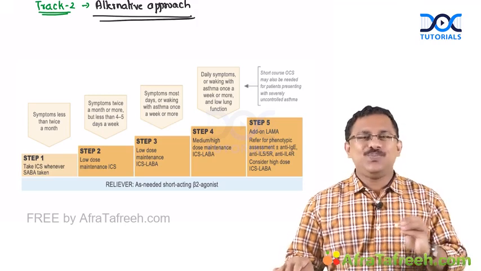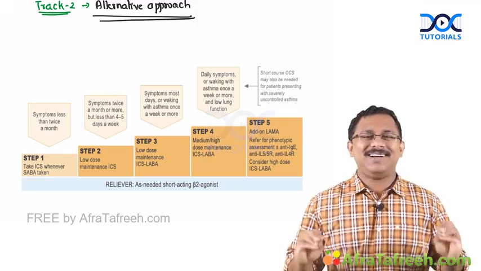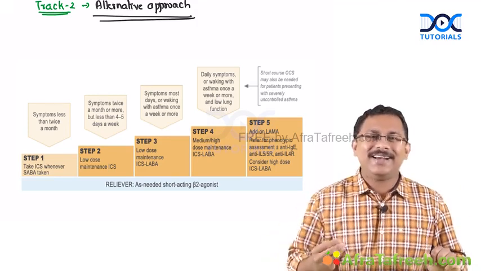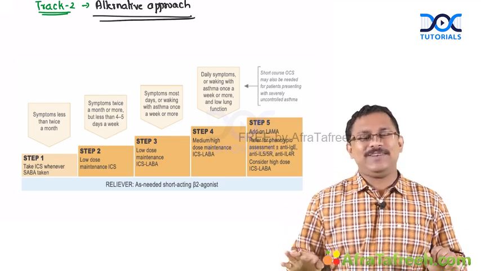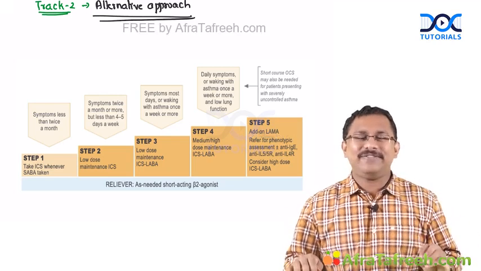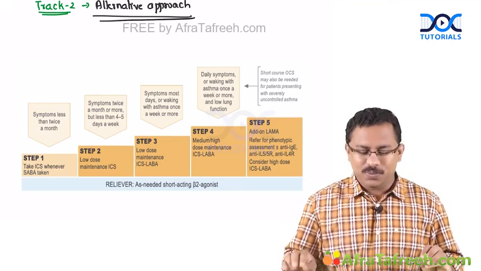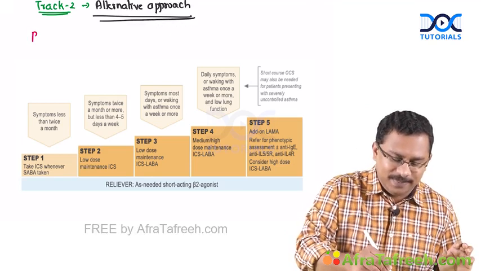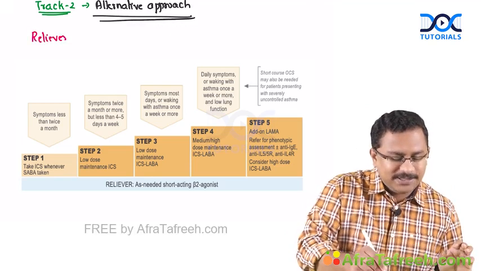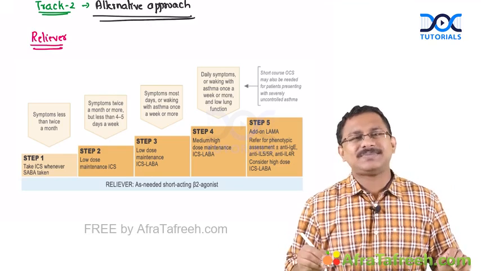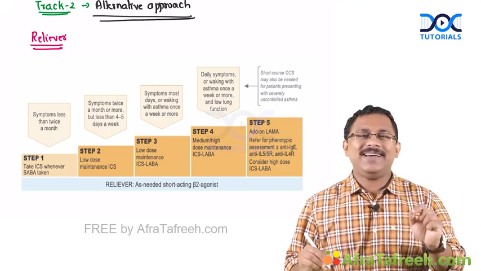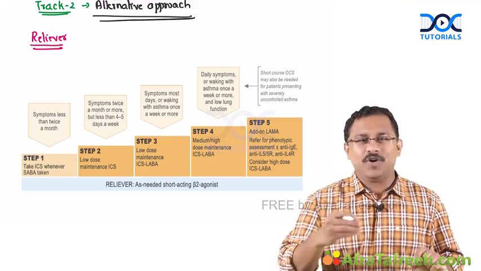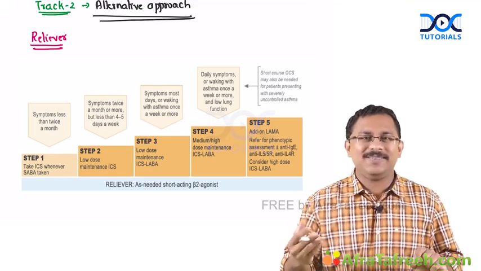Now, is track 2 drastically different from track 1, or are there similarities? Well, there are similarities but with dissimilarities as well. Now, what is the major difference between track 1 and track 2? The major difference is with respect to the reliever therapy. So in track 1, we saw that the reliever therapy at all stages was the low dose ICS formoterol, given as and when needed.